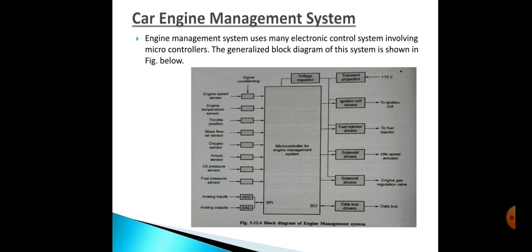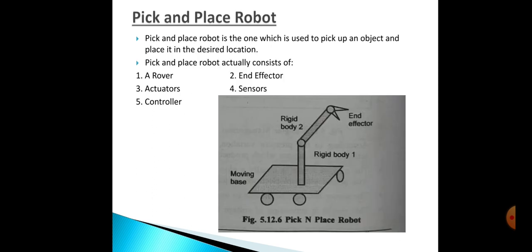The next one, we will be studying about the pick and place robot. The pick and place robot is used for picking up an object and placing it at the desired location. What all it consists of, you can see in the diagram.